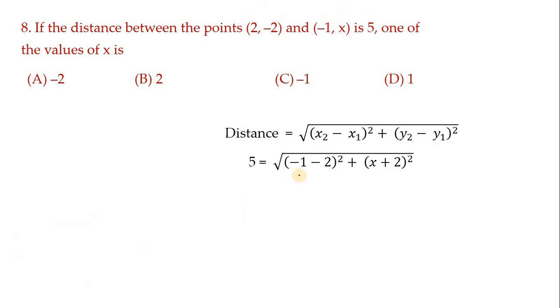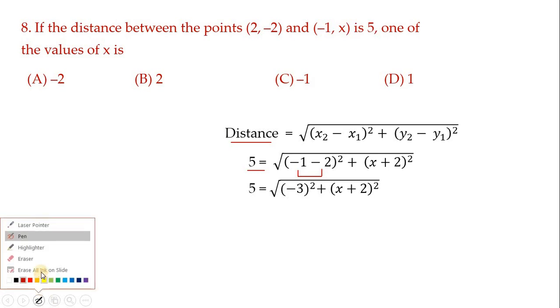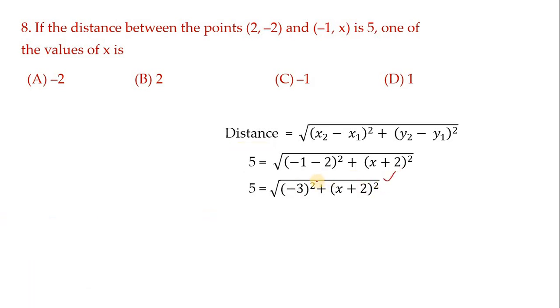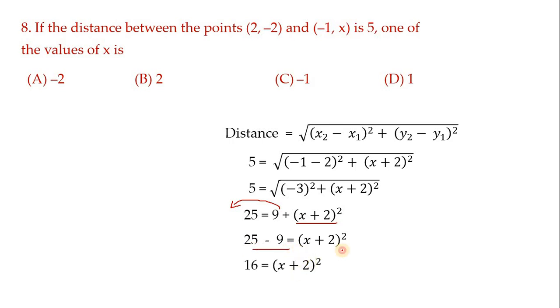So here minus into minus has become plus 2 whole square. Next, let us simplify this, and don't forget to write 5 in the place of the distance. So minus 1 minus 2 is minus 3. The remaining things you write as it is. Now here square root is there. This square root you transfer this side, we get it as square. So 5 square means 25. And here minus 3 whole square means we get 9. Next, this 9 you transfer this side, we get 25 minus 9, and this you write as it is. So 25 minus 9 gives 16.